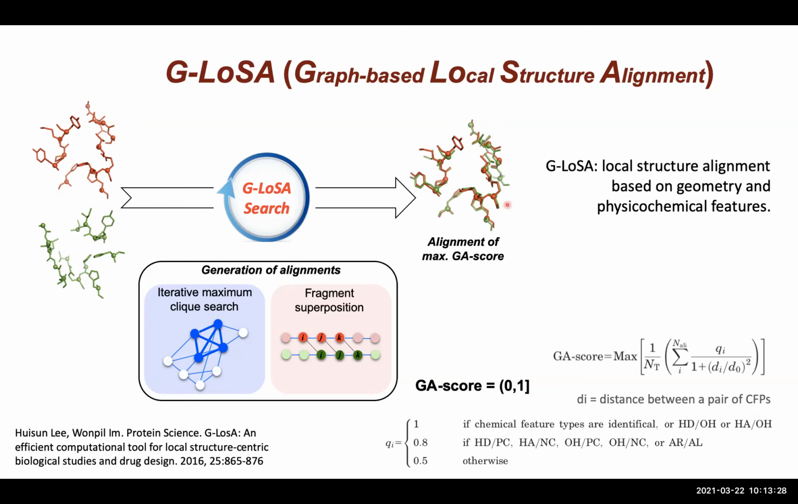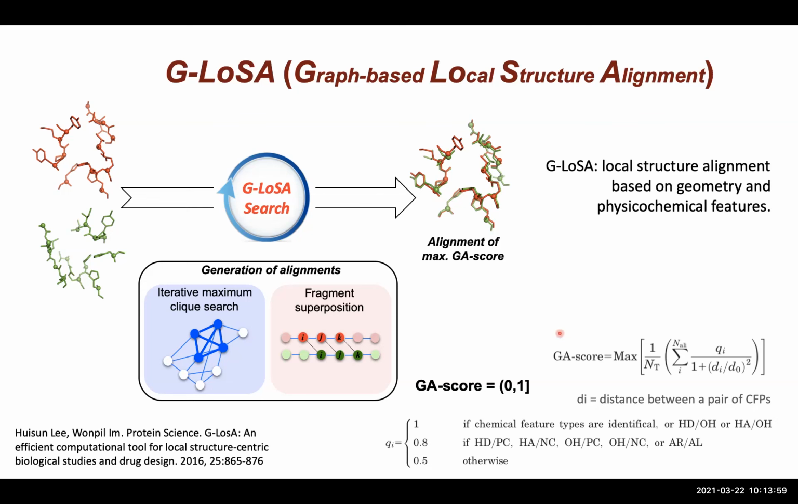For example, two tyrosine residues, it's QI. And then you have DI, or the distance between a pair of aligned residues. So the closer they are aligned, the higher your GA score is, and the more similar the residues that are aligned, the higher your GA score is going to be too.